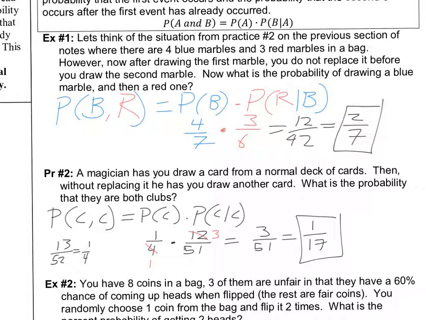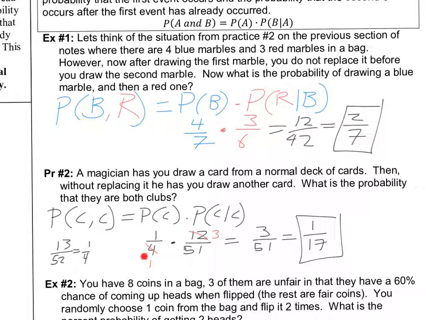Alright, so the probability of drawing a club and then a club. Well, the probability of drawing a club initially is 13 out of 52, because there's 13 clubs out of 52 cards. Well, that's a 1 in 4, so I wrote a 1 in 4 here. Then the probability of drawing another club after you've already drawn a club, well, now there's only 12 clubs left and there's only 51 cards left, so this would be 12 out of 51.